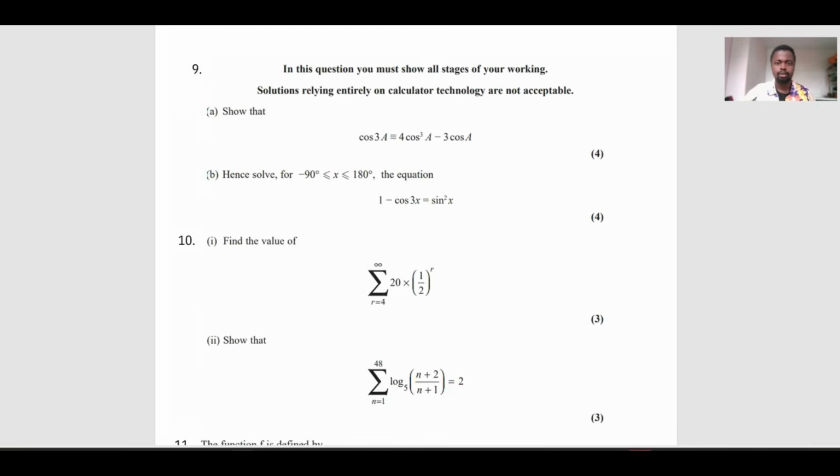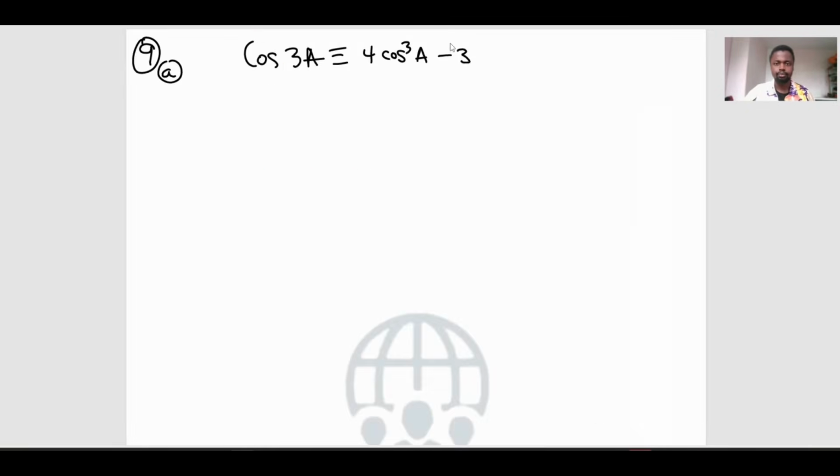Number 9. It says show that cos 3a is equivalent to 4 cos cube a minus 3 cos a. Yeah, so we want to show this. When you want to show, you have sides. So I represent this as left-hand side and then right-hand side.